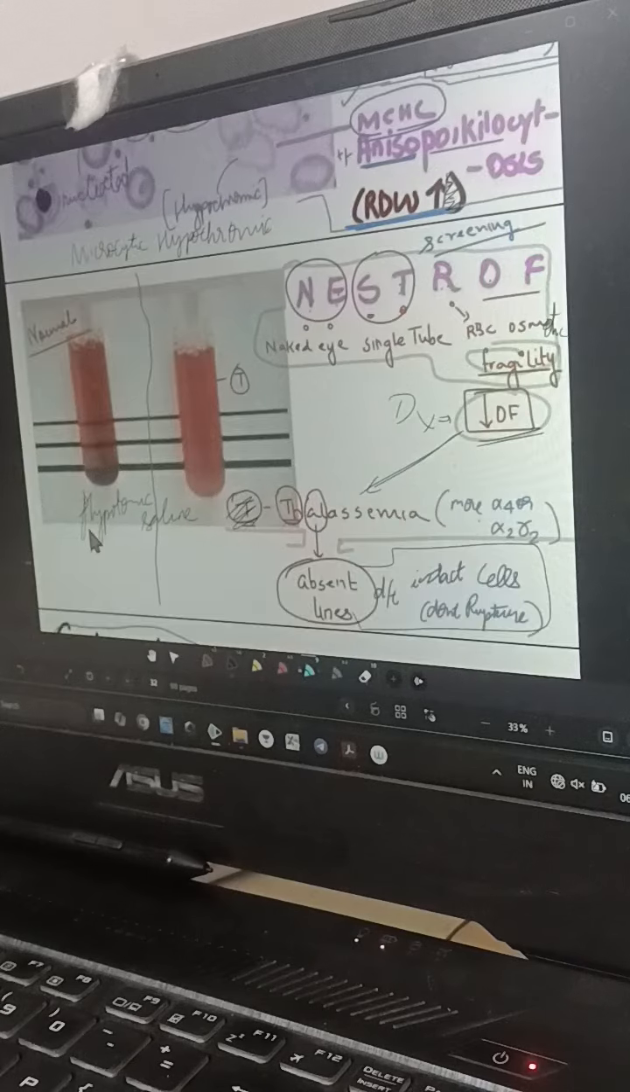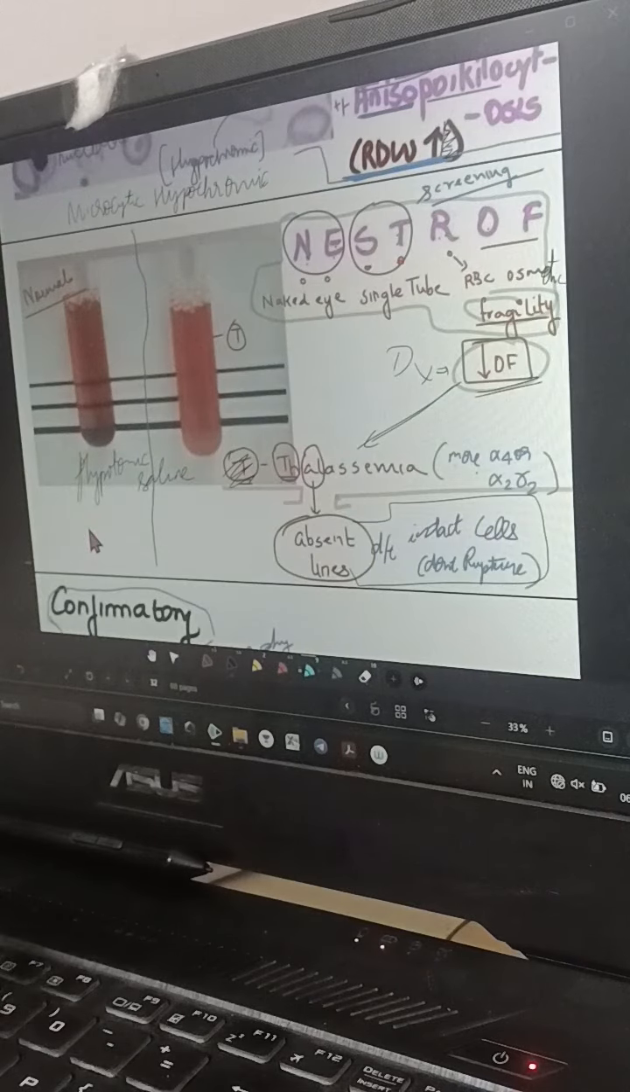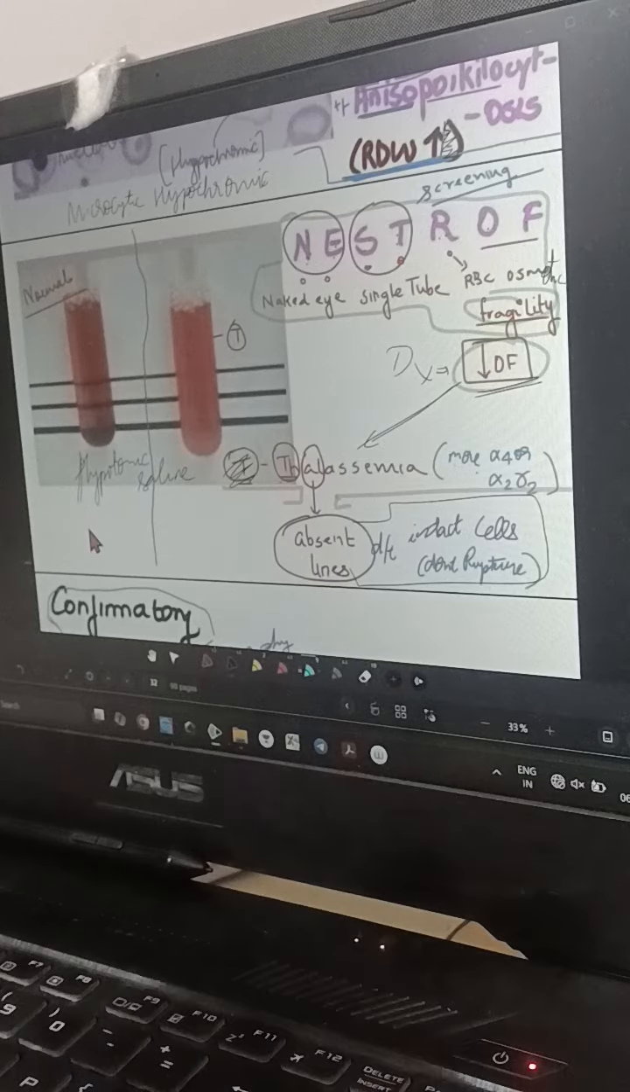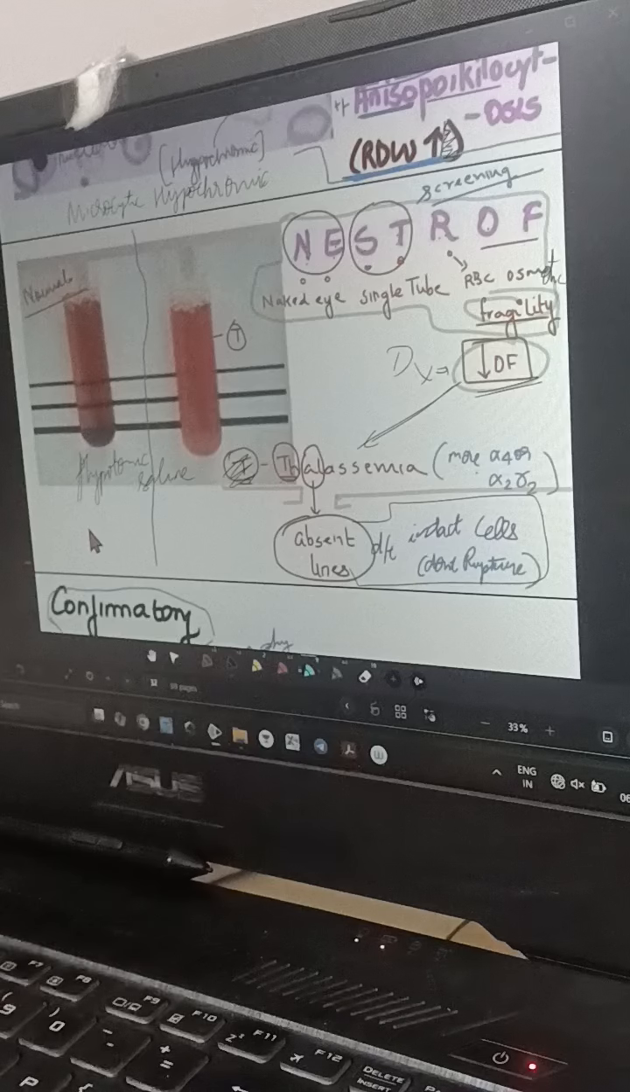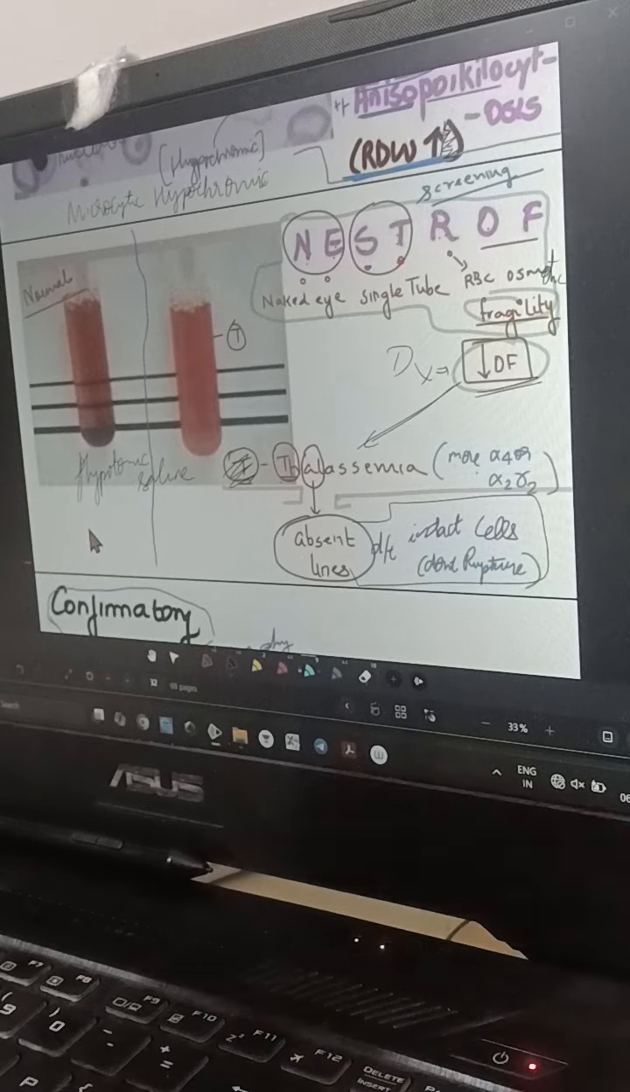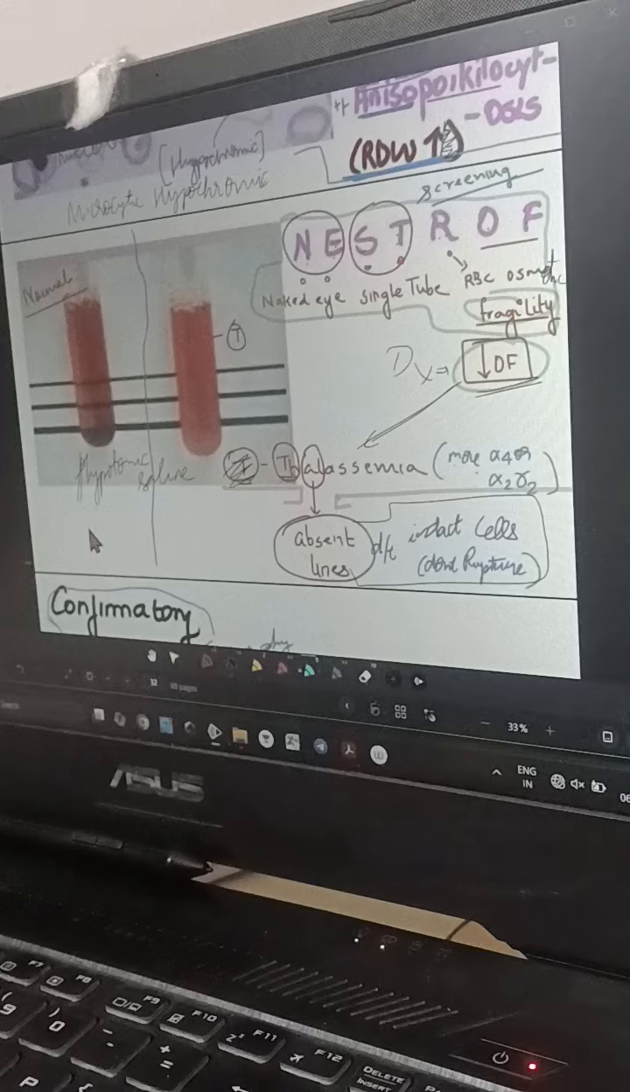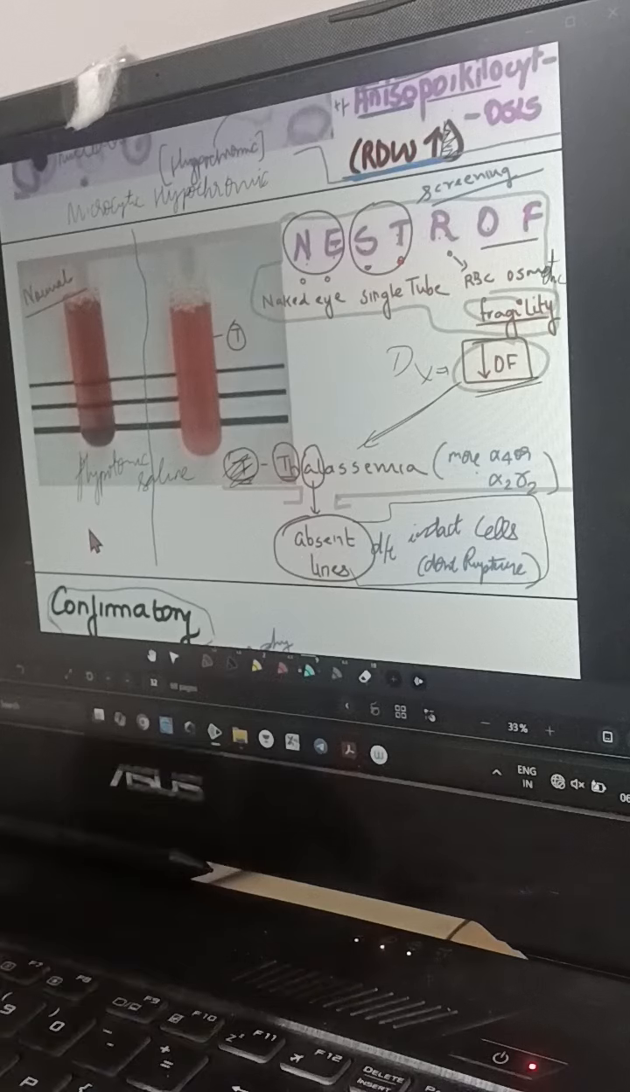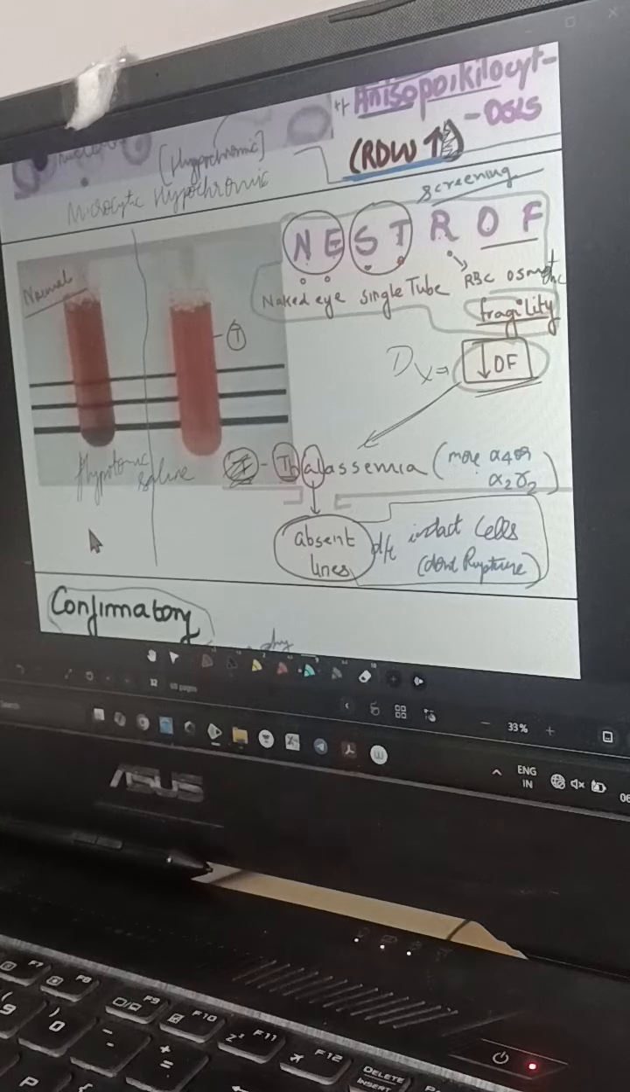The next point, we can do a test called the NESTROFT test. NESTROFT stands for Naked Eye Single Tube Red cell Osmotic Fragility Test. As such, in thalassemic patients there is decreased osmotic fragility. Meaning when you put the RBCs in a dilute solution, even if the RBCs take up more water, they will not burst like a balloon, right?